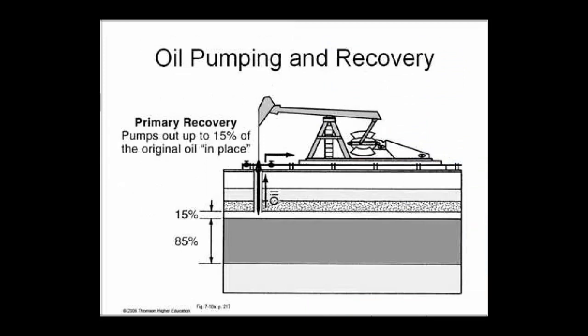Pumping and recovery of oil is not as straightforward as you might think. Recall that the oil is found in cracks and fractures and openings in rocks, and as such it's very poorly connected and sometimes difficult to get the oil out. Typical pumping and what's called primary recovery can access up to about 15% of the original oil in the reservoir rock formation, leaving us the larger majority of the oil still underground and not accessible.